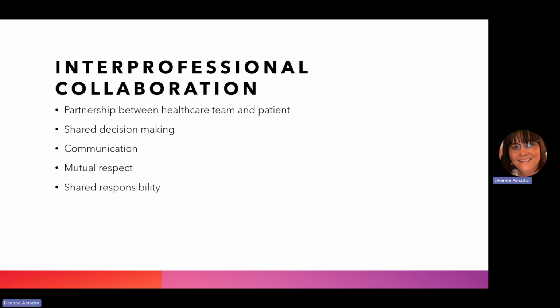So we're going to talk a little bit about interprofessional collaboration. This is where we utilize the entire healthcare team and the patient, and it's like a partnership. So every portion of the team is as important as the next. There should be mutual respect, and everybody shares the responsibility of having the best outcome for the patient.